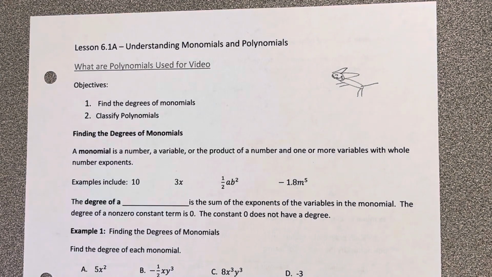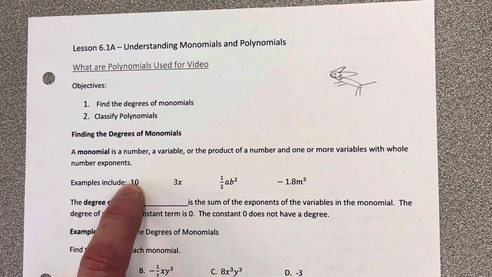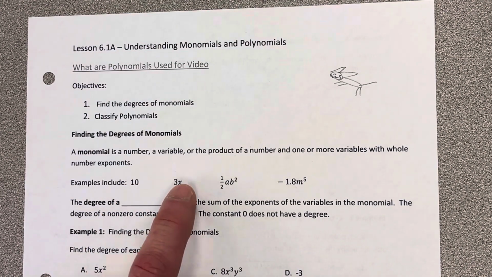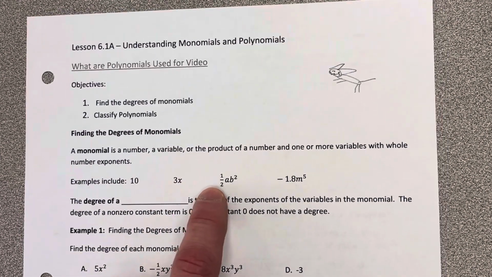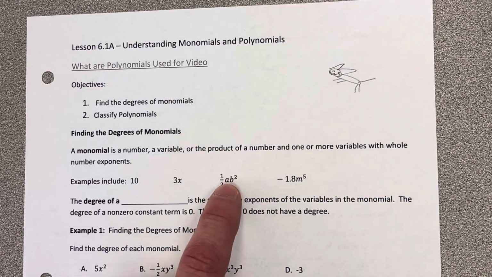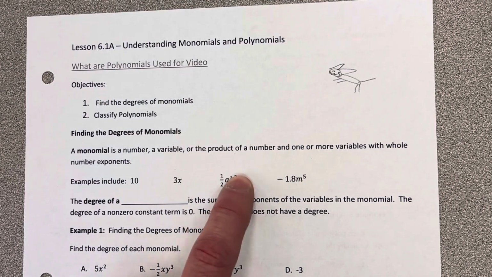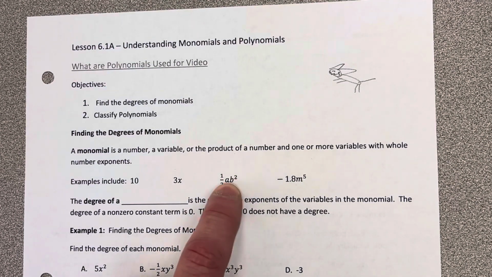And we've got some examples here. Monomial, one term there. Monomial, it's a number and a variable, but they're multiplying together. That's okay, it's the product. So we think of it as one term. A 1/2 times a times b squared. We think of this as one term. It's a monomial.